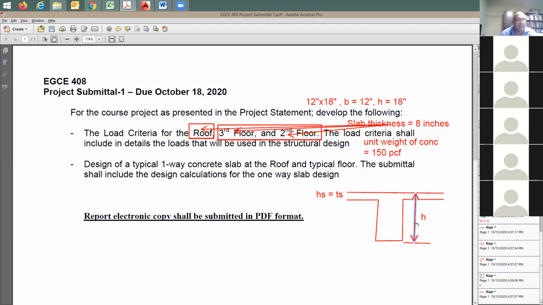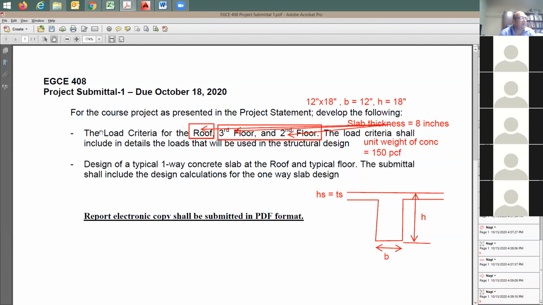How about the width B? Where is the width B? I'm going to say width B is going to be this width here. So let me put it right here. This is going to be your width B, and this is going to be equal to how much? This is going to be B, 12 inches.